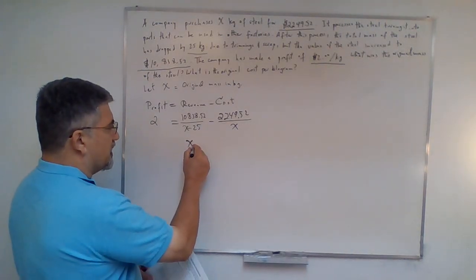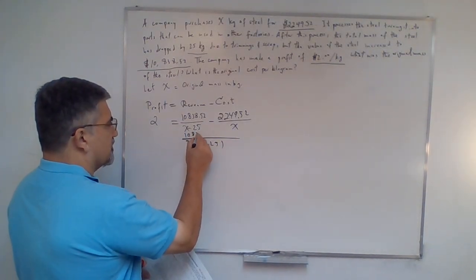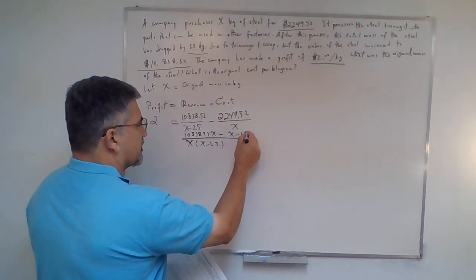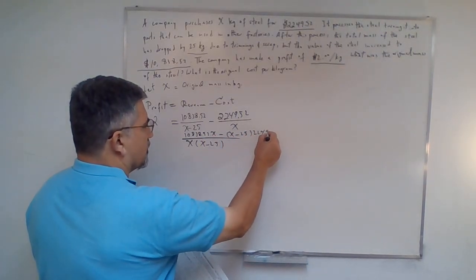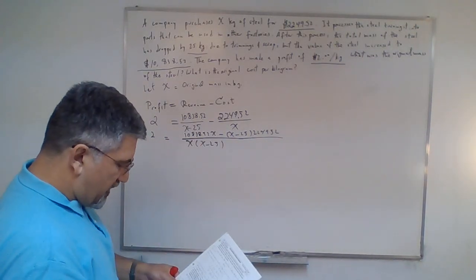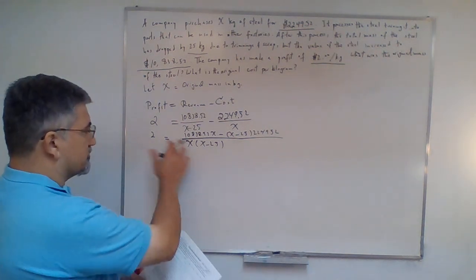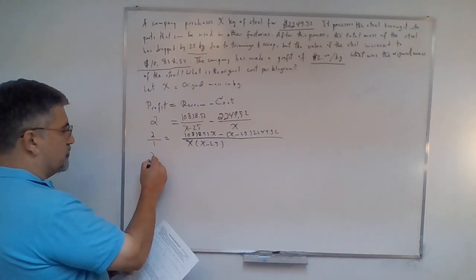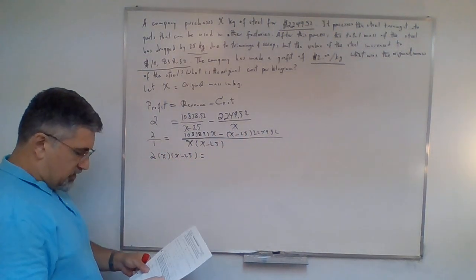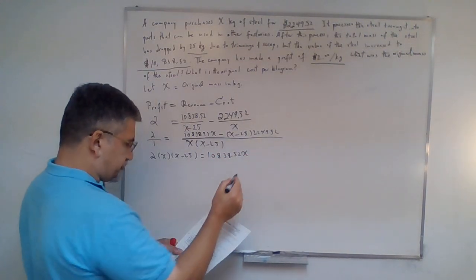So the common denominator would be X times X minus 25. So we get 10,838.52 times X minus 25 times 2249.52. And left side is just 2. We have to do a bit of simplifying. So we will try to cross multiply. So 2 times X minus 25 equals 1 times the numerator, which is what we had before.